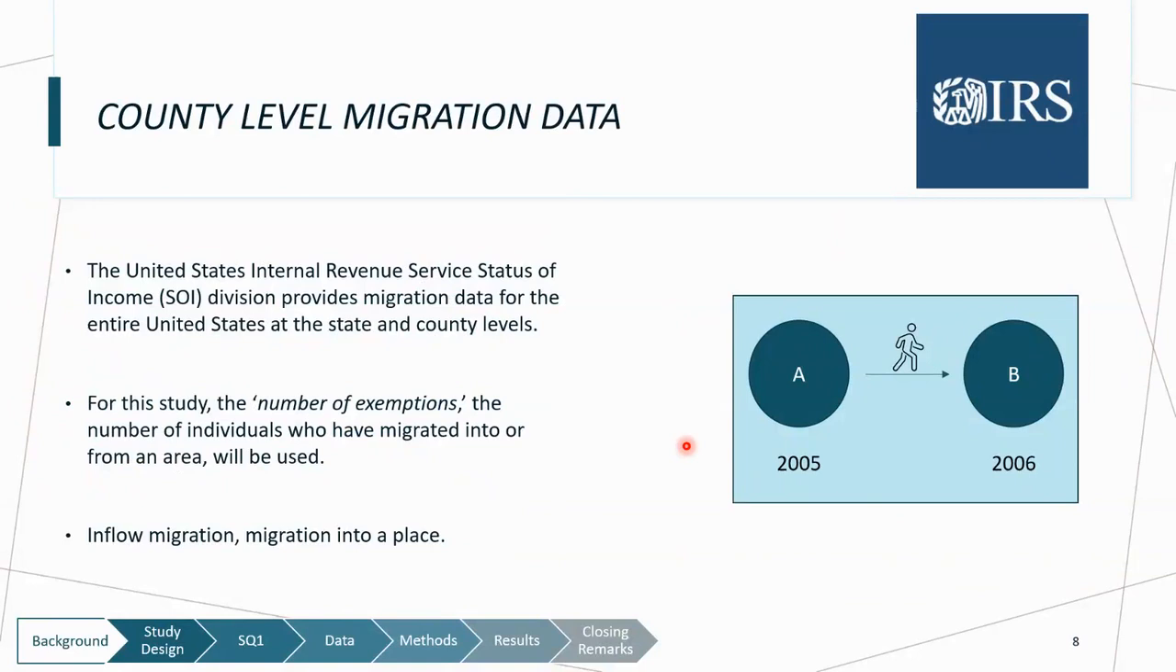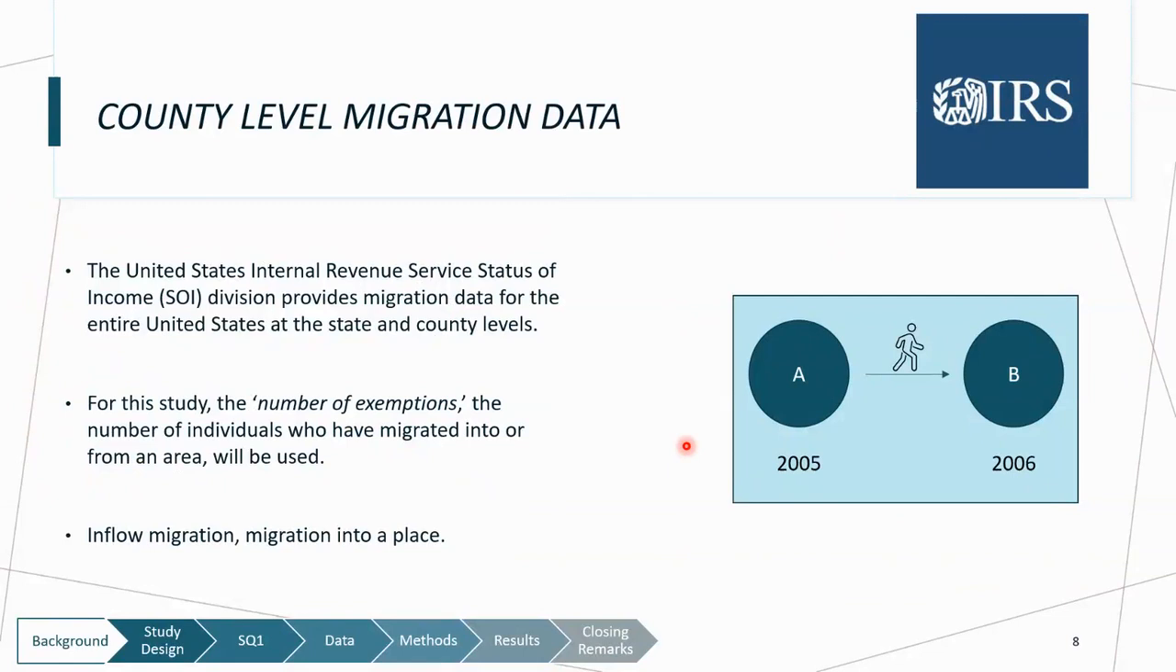What we did is, there was inflow migration and outflow migration. We did not bother much about the outflow because we don't want to see who's going out. We want to see how many people are coming into these particular counties.